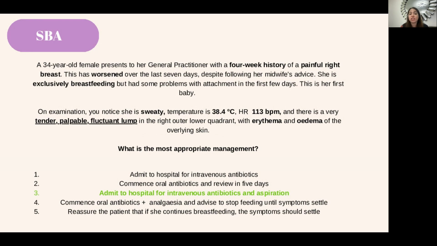So initially you might think, okay, this could be mastitis, and with mastitis, as we discussed, it could be obstructive without infection, or it could be with infection. Given her picture of being sweaty and febrile, that points us towards infection. And I think the biggest giveaway is the fact that it's tender, palpable and fluctuant, and that points us towards a breast abscess rather than mastitis.